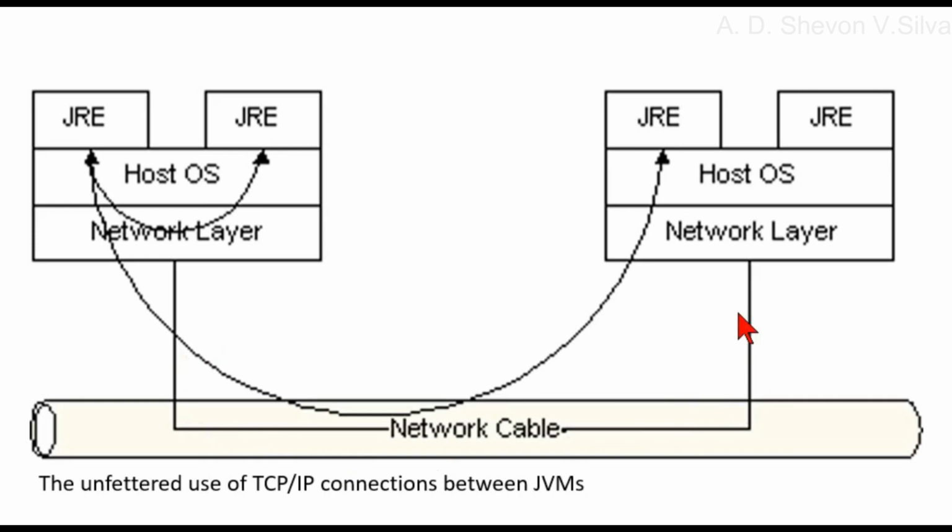Even if two JVMs are running in the same physical computer, they connect through their host computer's TCP/IP network protocol stack. This is why you must have an operational TCP/IP configuration on your computer to run JVMs. And this diagram shows the unfettered use of TCP/IP connections between JVMs.